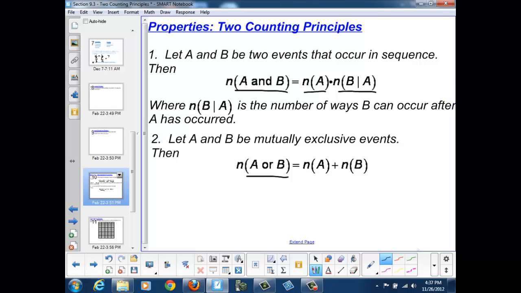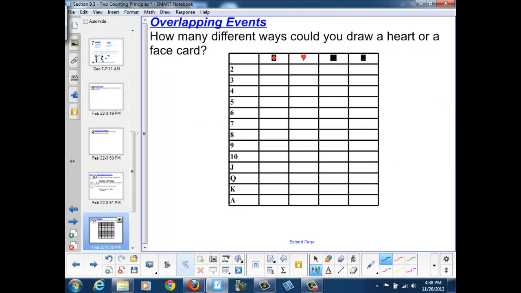What happens when both events could occur at the same time? Here's an example of overlapping events. How many different ways could you draw a heart or a face card from a standard deck of playing cards?